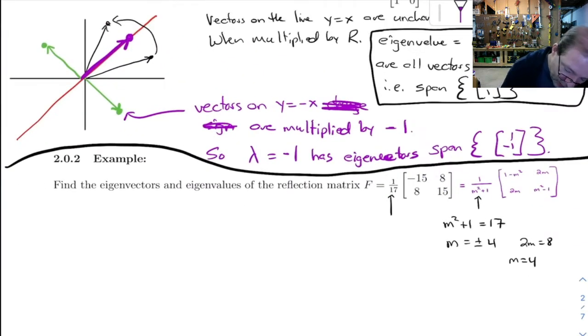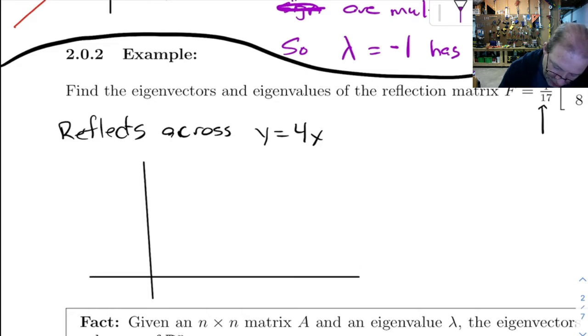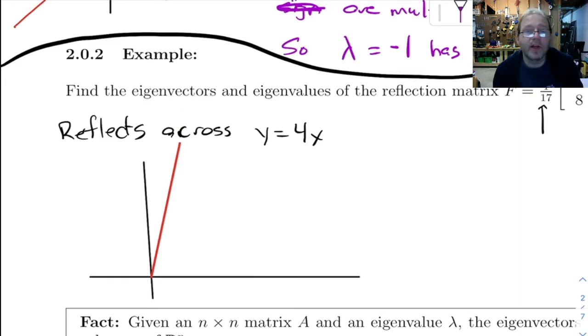So this matrix reflects across y equals 4x. So if we graph out y equals 4x here, do it in red, it's going to look, I don't want a curve, it's going to look kind of like this. It's going to have a pretty steep slope, but this is going to reflect everything across that line. So the things that actually lie on this line don't get changed at all.